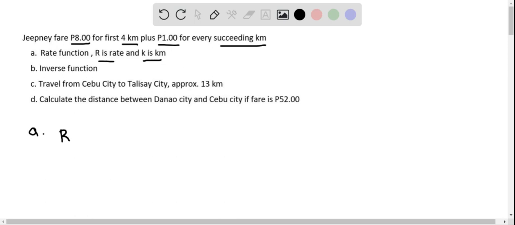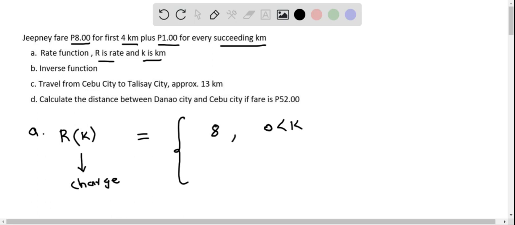So we can write this as a function of K, that is R of K, which represents the charge for K kilometers traveled. This can be written as a piecewise function because we have two parts. The first part, for the first 4 kilometers, is charged as 8 peso. So you can simply write 8 with the domain restriction K greater than 0 and less than or equal to 4.